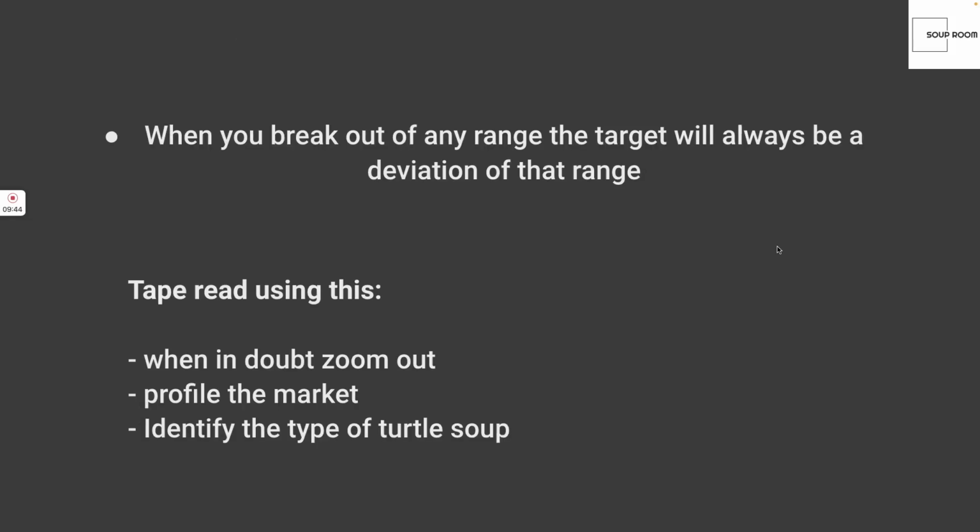When you break out of any range, the target will always be a deviation of that range. To basically understand deviations, you would take out your fib and add a first, second, and third standard deviations. I want you guys to tape read using this. When in doubt, zoom out. That means head to a higher time frame. Profile the market. And identify the types of turtle soups that form.